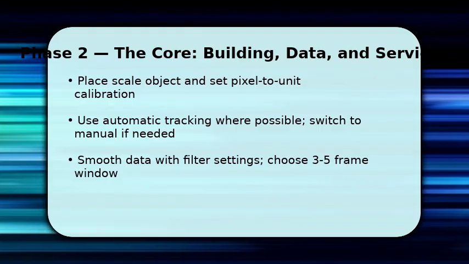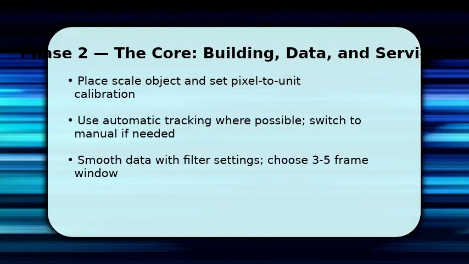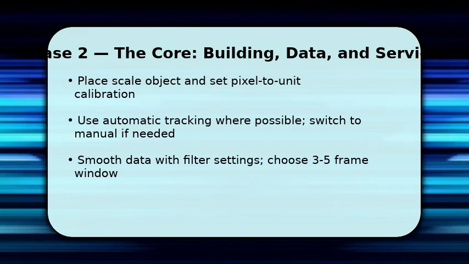Once points are tracked, apply a smoothing filter and inspect residuals. Smoothing reduces noise but can hide real features, so use a 3 to 5 frame window as a starting point. Finally, lock tracks and proceed to analysis tabs for plotting.